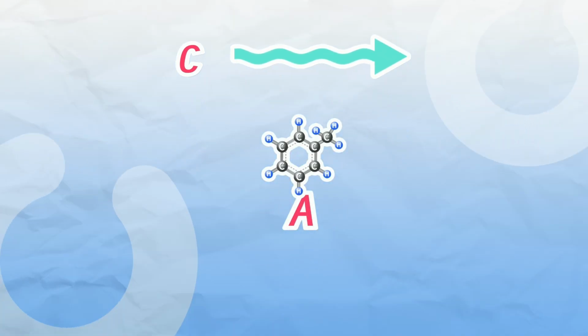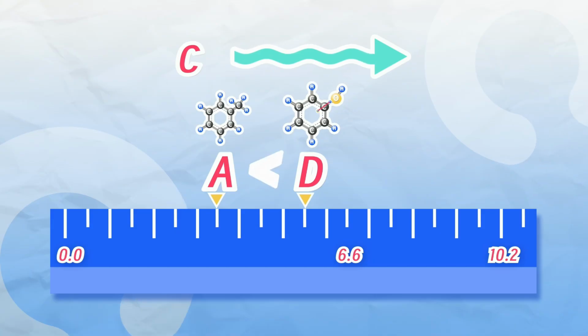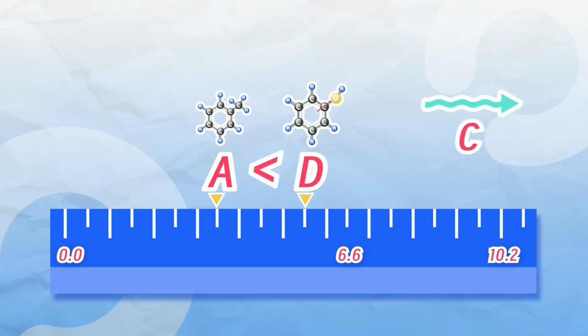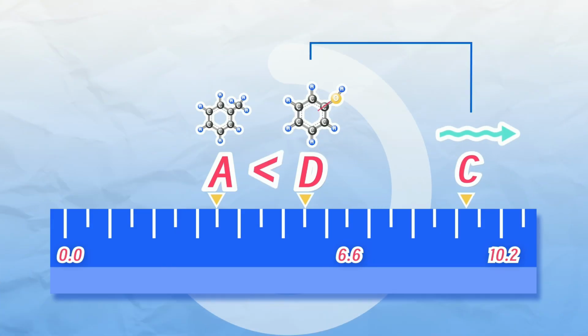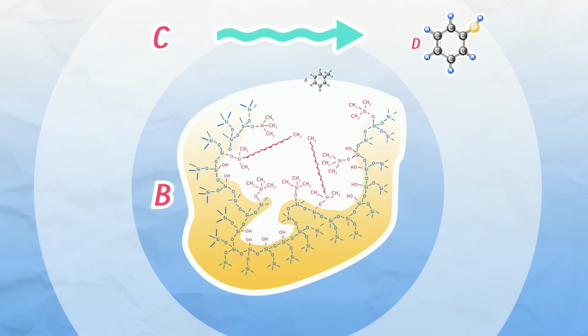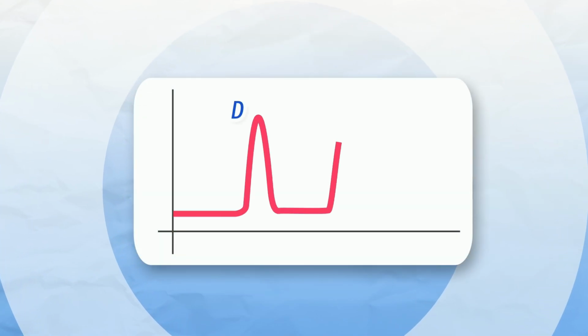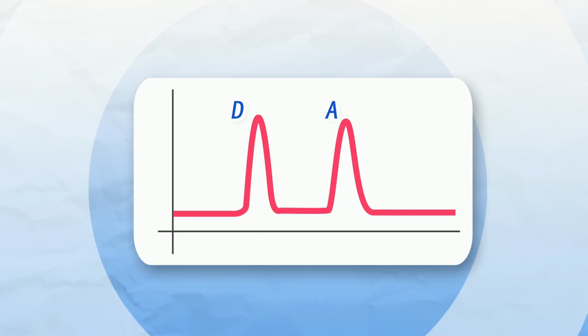If we introduce a new compound into the system and denote its polarity by D, assume D is higher than A. Then D has a smaller difference with the mobile phase's polarity, meaning compound D is more compatible with the mobile phase than A. As a result, D elutes earlier than A. This explains why, in RPLC, compounds with higher polarity elute earlier and why different substances can be separated.